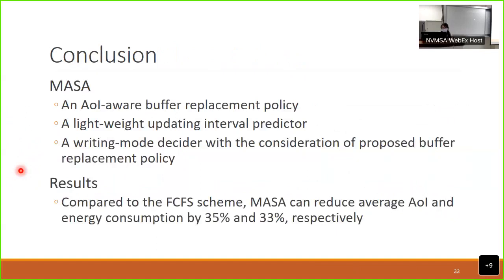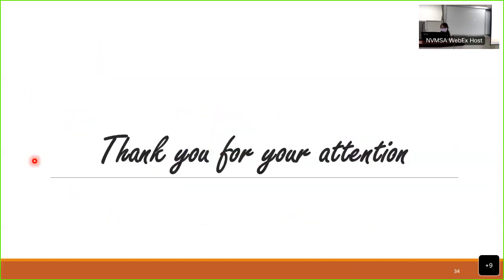So let's conclude this work. In the proposed MASA, we propose an LOI-aware buffer replacement policy and an updating interval predictor. Also, we use multi-level write to further reduce the energy consumption. Compared to other schemes, we can save 35% and 33% in LOI and energy consumption respectively. That's the end of my presentation. Thank you for your attention.